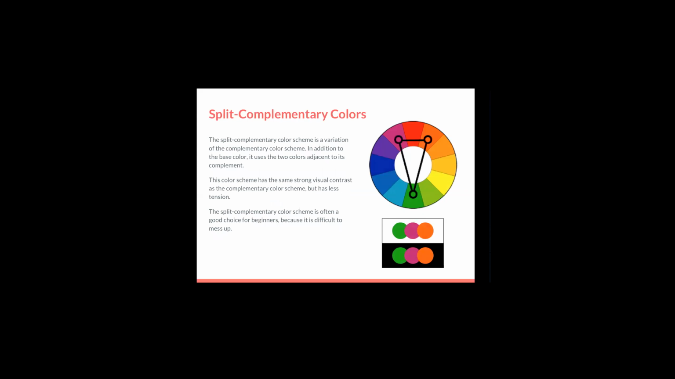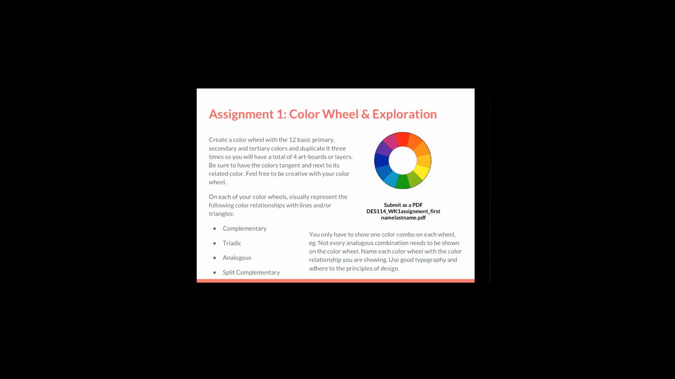You have your split complementary colors, which is a variation of the complementary color scheme. In addition to the base color, it uses the two colors adjacent to its complement. So this color scheme has the same strong visual contrast as the complementary color scheme, but has less tension. The split complementary color scheme is often a good choice for beginners because it's difficult to mess up. So you have the pink, orange, and green split complementary example here.